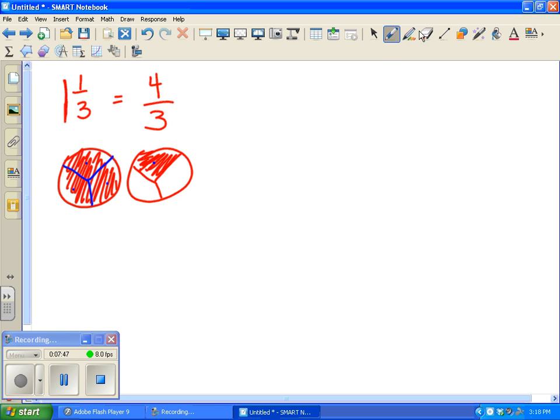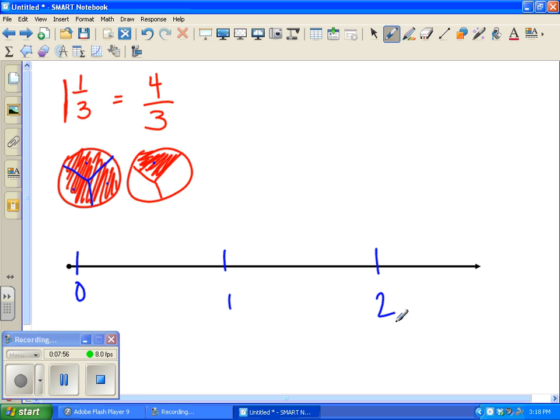Okay, and on the number line, 0, 1, 2 is as far as I need to go now. Now I have to divide them into thirds, so I can't immediately go in the middle. I have to make sure I have 3 equal sections. So when I make 2 marks, I know I get 3 sections. And if I were to make 4 marks, I'd get 5 sections, etc.